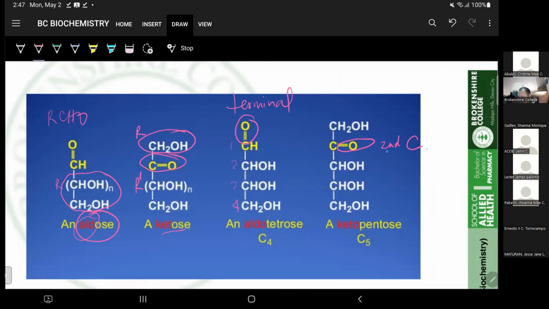4 carbons. On the other hand, we have your ketopentose, because the oxygen, your carbonyl group, is on the second carbon. This is your carbonyl group. So with that, we have carbon 1, 2, 3, 4, 5. Okay? Do you follow? Okay, students? That is how we identify the functional groups of the structure.